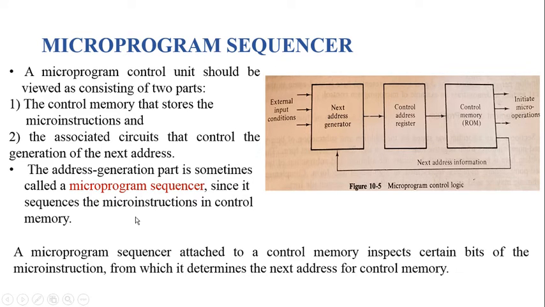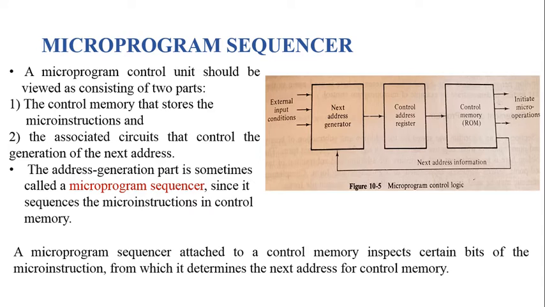And what is the functionality of this microprogram sequencer? The microprogram sequencer attached to the control memory inspects certain bits of the micro instruction from which it determines the next address for control memory. So this next address generation part of the circuitry is known as the microprogram sequencer.